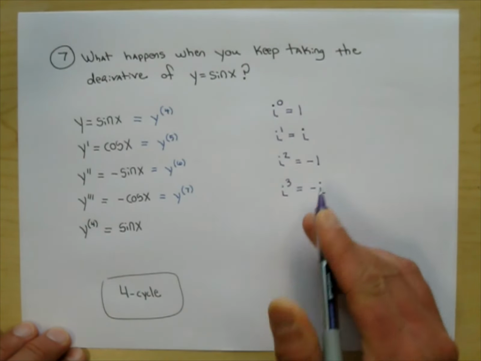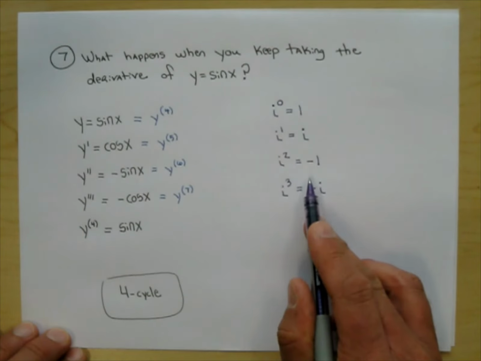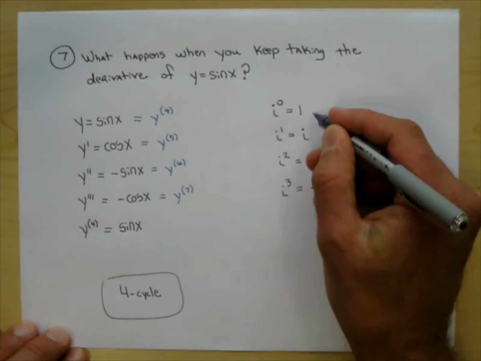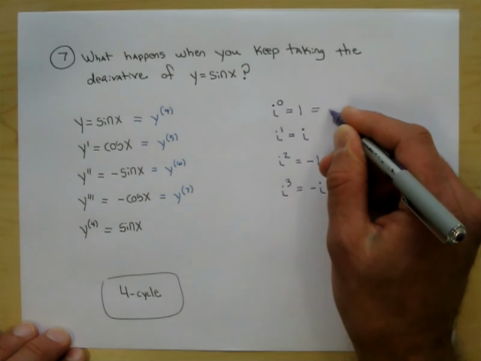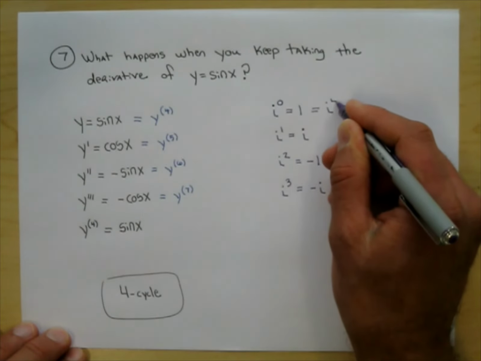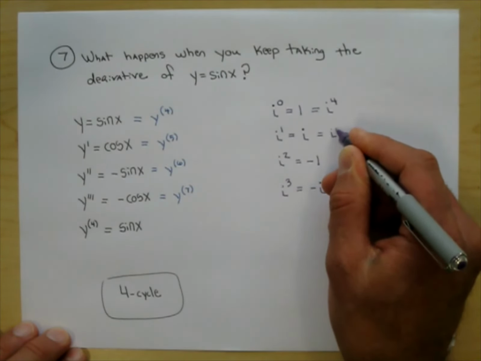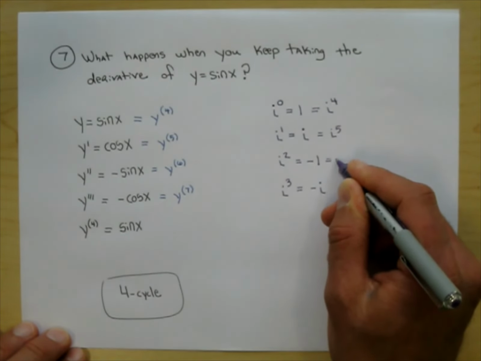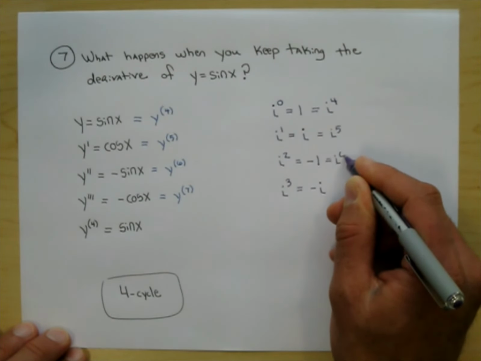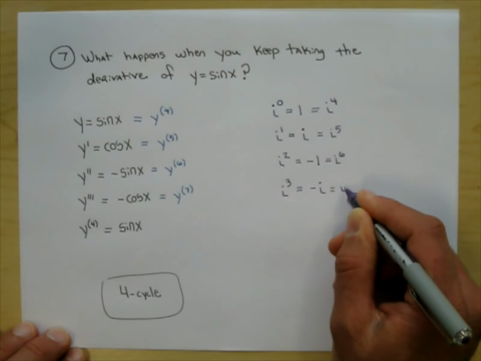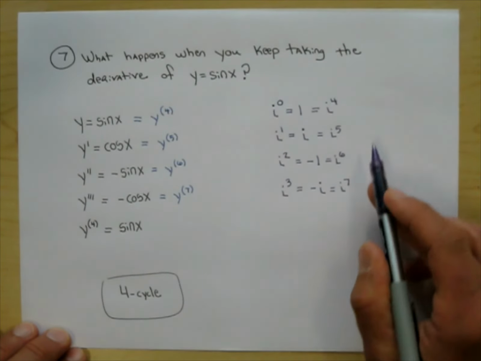And then what happened with i to the 4th? Well, that's i squared times i squared, which brings you back to 1. Here's i to the 5th. Some of you did not want to see this because you're like, oh, I hate imaginary numbers. And then i to the 8th.